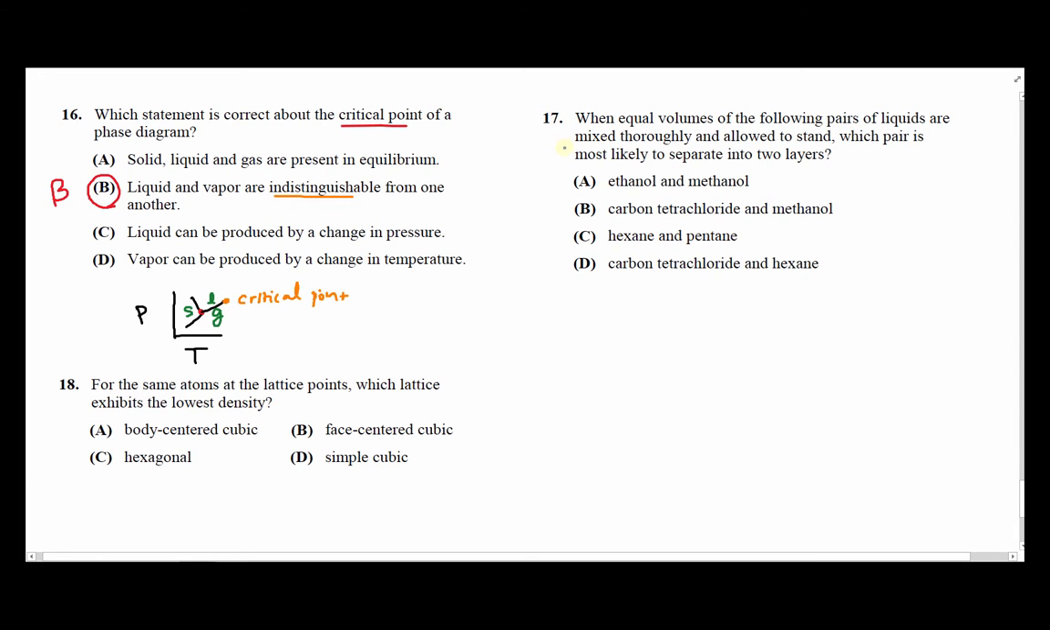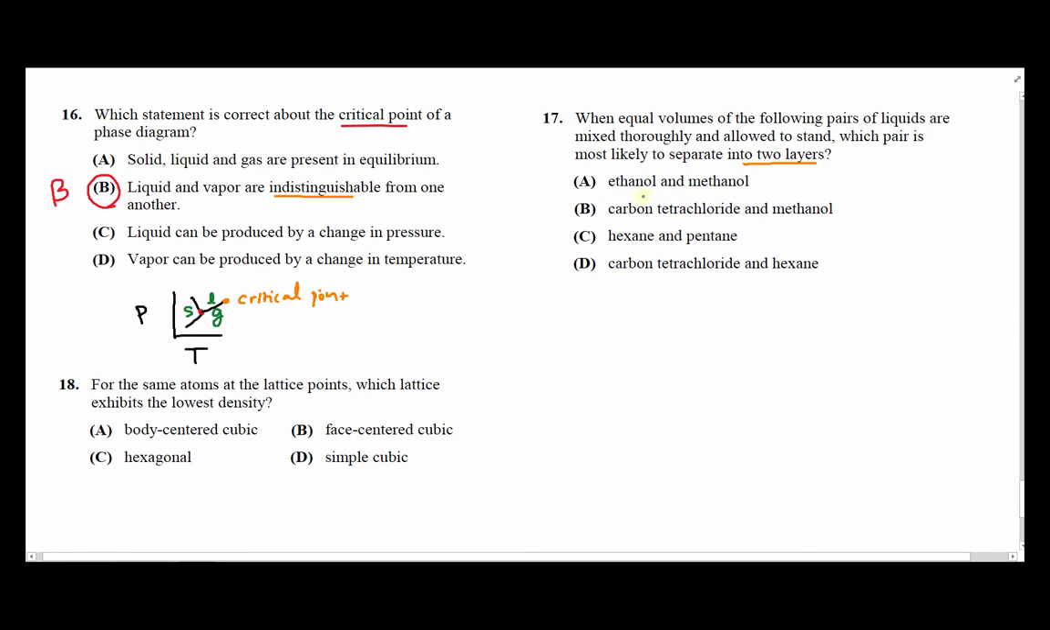When equal volumes of the following pairs of liquids are mixed thoroughly and allowed to stand, which pair is likely to separate into two layers? It's testing you on the concept of miscibility. You need to know that polar and non-polar do not mix well, so we have to choose a choice that has polar and non-polar. If you have polar and polar or non-polar and non-polar, they will mix very well and you will not form two different layers.